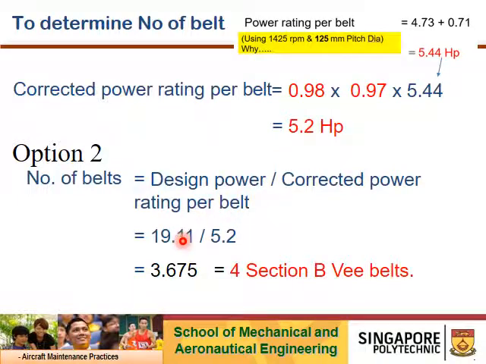So 19.11 divided by 5.2 will give you 3.675. You round off 3.675 and you get 4. This option will offer you 4 section B belts. So option 1's calculation told you need 5 belts, option 2, 4 belts. So the next one will be interpolation.